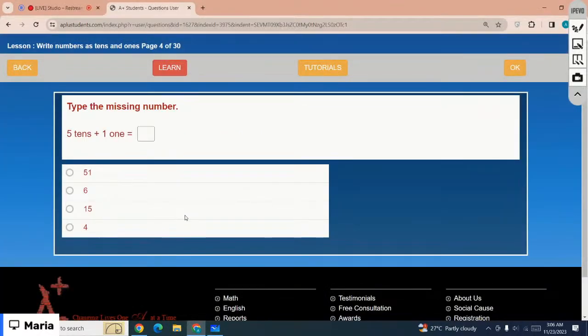Okay, type the missing number. 5 tens plus 1 one. So which is the correct option? That means 1 is at the ones position and 5 is at the tens position, right? So the number they make is 51. Option number 1 is the correct option. Very good.